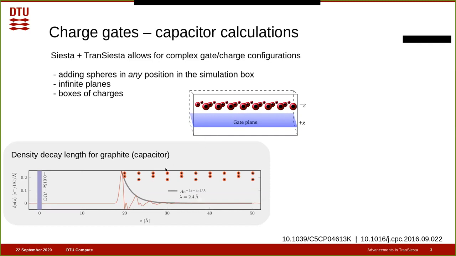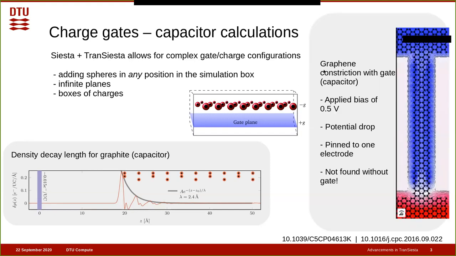One thing you can use this for is to calculate the decay length of the charges in a specific slab. In this case, it's a graphite slab of 12 layers of graphene. And you'll see that when you have a gate down here, disconnected by 20 angstroms, you can actually calculate that the decay length of the charges is around 2.4 angstrom. And that goes very well with some experimental values. And you can do this for many other systems.